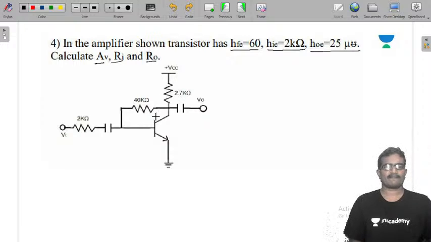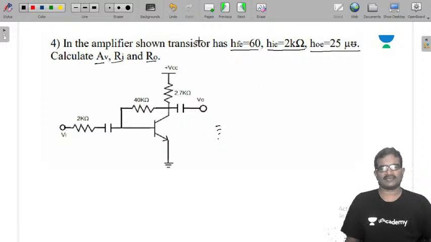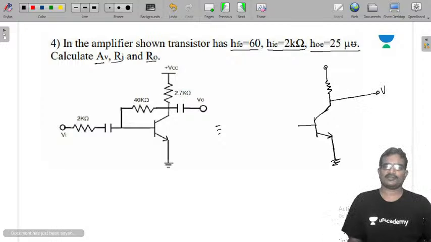See this. Whatever the 40 kilo ohm resistor here, I am going to simplify it like this. First I am going to take the AC equivalent. For AC equivalent, capacitors are short circuited. After short circuiting the capacitors, your circuit is like this, and taking output here, they mention this is VI. Here is the feedback resistor.